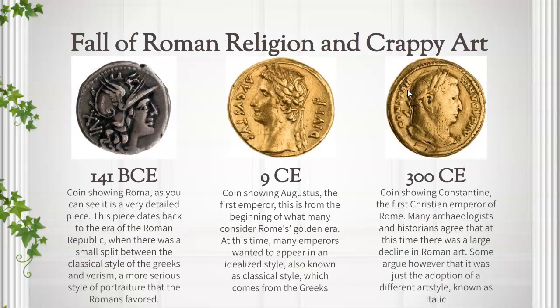And then finally, we're going to talk just briefly about the fall of Roman religion and also kind of the development of the crappy art. So right here on the left, this is a depiction of Roma during the Roman Republic. And as you can see here, this is kind of a mix of classical style as well as what the Romans would have considered a veristic style. Still very defined, very nice coin. Right here, you can see this classical depiction of Augustus, the first emperor, and this held true for much of the Imperial era, are these classicized style of all these emperors.